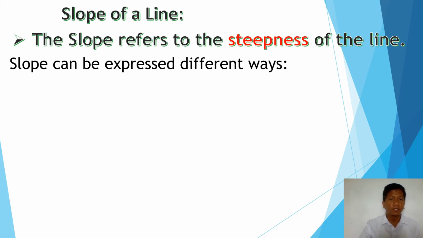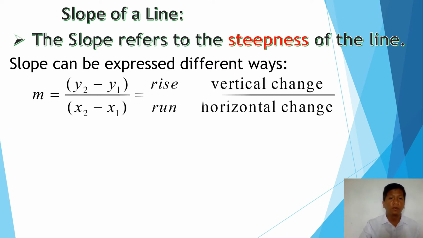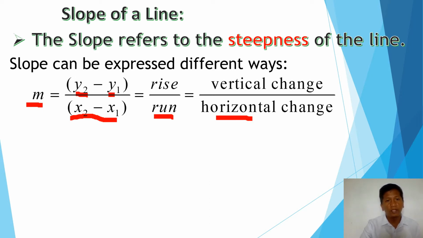Next, the slope can be expressed in different ways. There are 3 different ways on how to express slope. The first one is y sub 2 minus y sub 1 over x sub 2 minus x sub 1. The next representation is the rise over run. The third representation is the vertical change over the horizontal change, where m here is the slope. I'll repeat, m stands for the slope, while y sub 2 and y sub 1, x sub 2, and x sub 1 are the coordinates of the line. Did you get it?